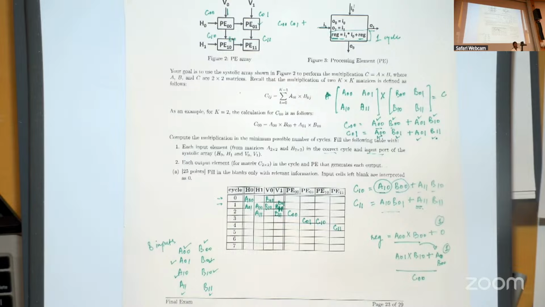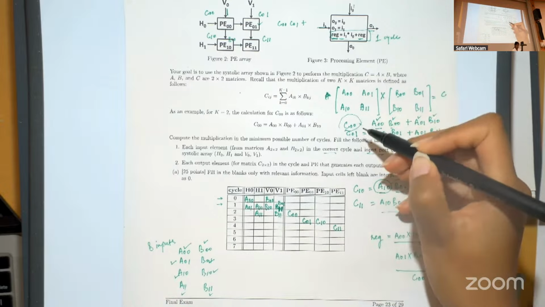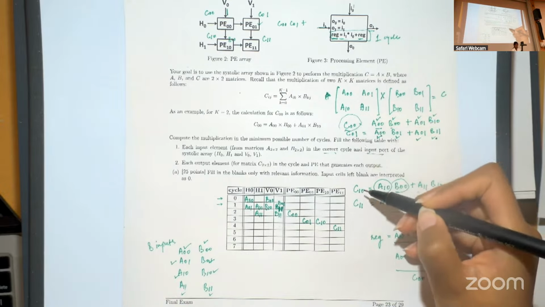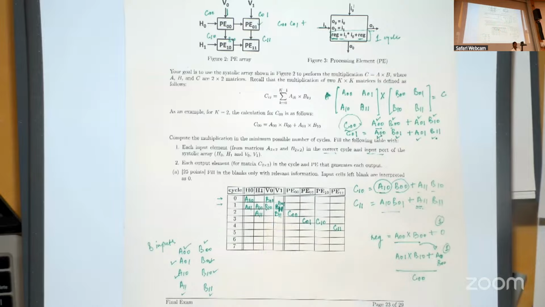Yes, so if you want, you can write it, but I didn't write it because in the question they have asked you to write the full output when you get that. So the output bits are only C00, C01, C10, and C11. So that's why I wrote only this. But if you want to keep track, if you also write A00, B00, that will not be wrong.